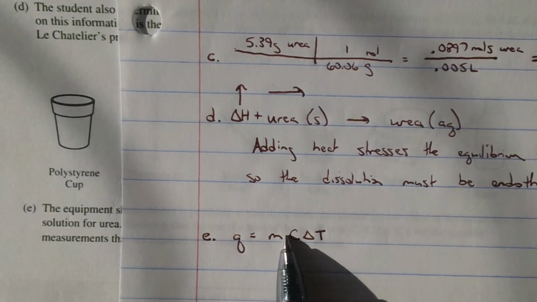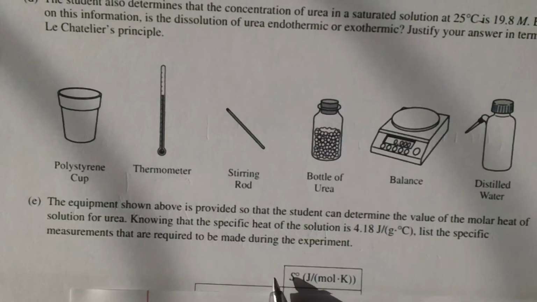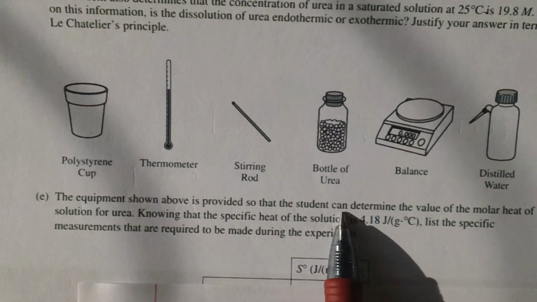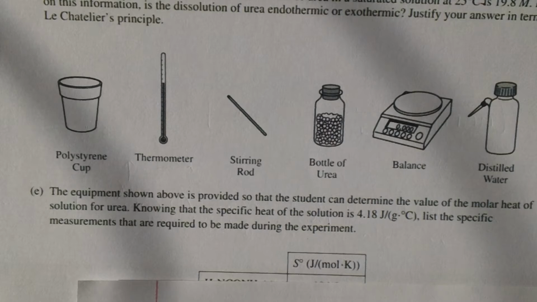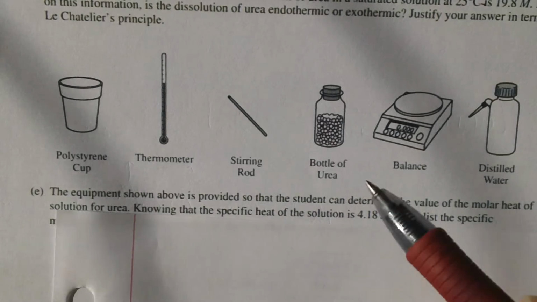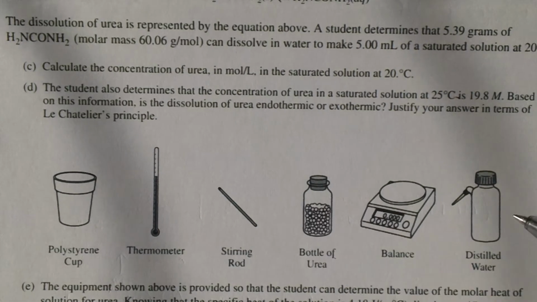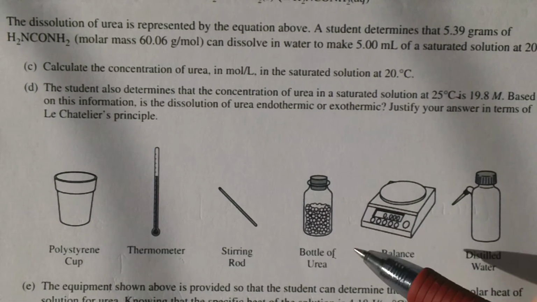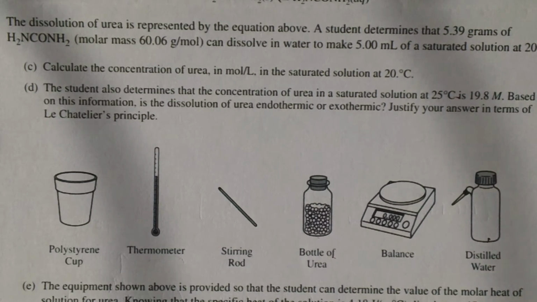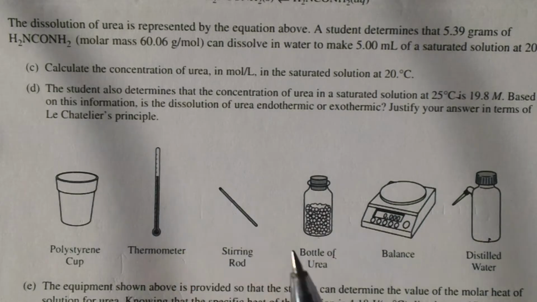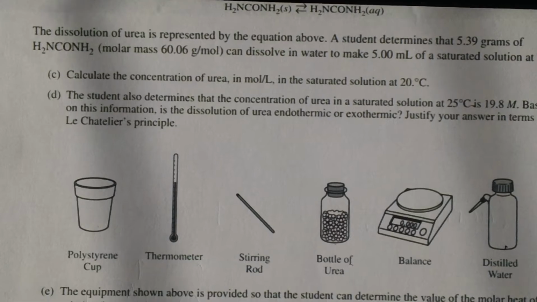They gave us the constant. We need the mass. The mass of what? The mass of whatever the constant says. And so the constant here is the specific heat of solution, which means we need the mass of the whole solution. So here, what do we need? We need the mass of the urea that we're putting in. We need the mass of the water that we're putting in, because that's what makes up the total mass of the solution. And then we need the change in temperature. So we need a final temperature and an initial temperature reading. And so it just says to list them. It says list the specific measurements.